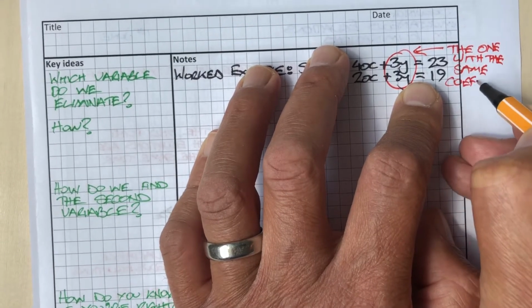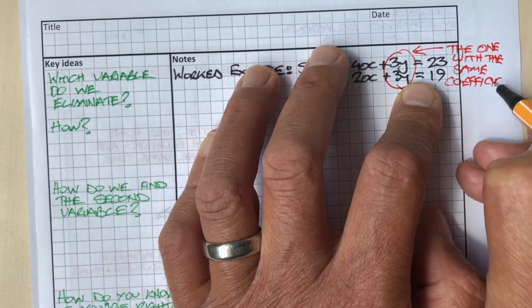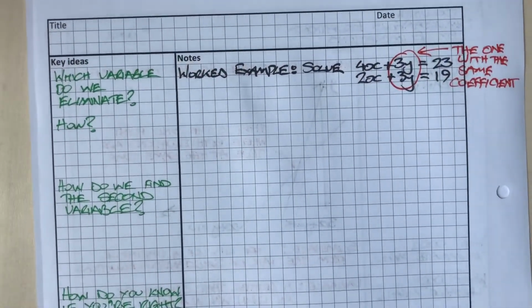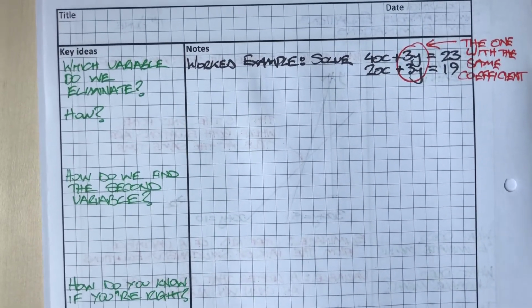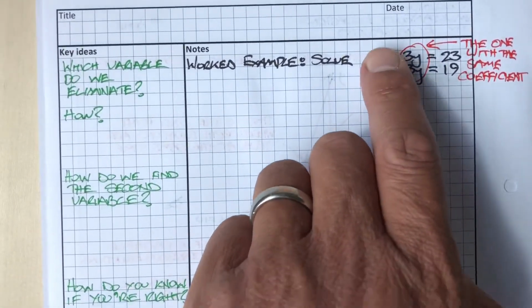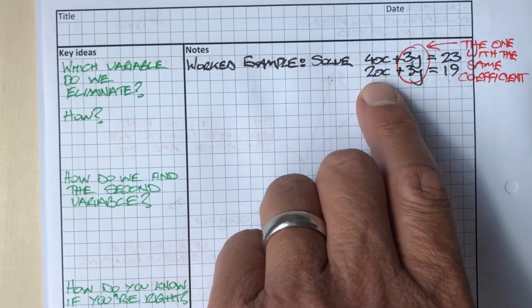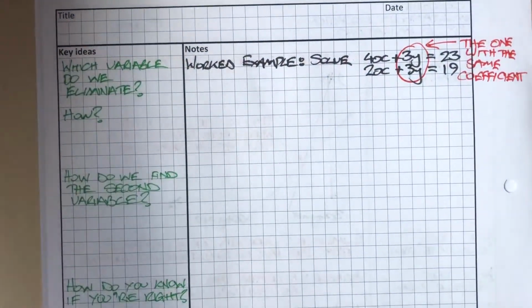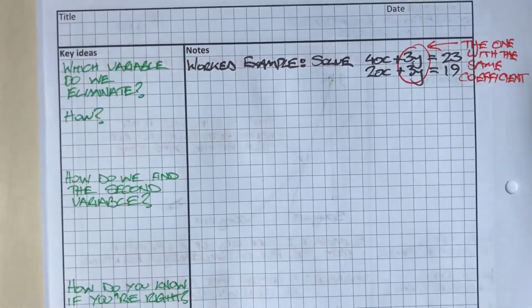coefficient. We've talked about coefficients before. That's the number in front of the letter. Okay, so 3 for y, 4 in this equation for x, and 2 here. So I'm going to get rid of y. How am I going to do that?